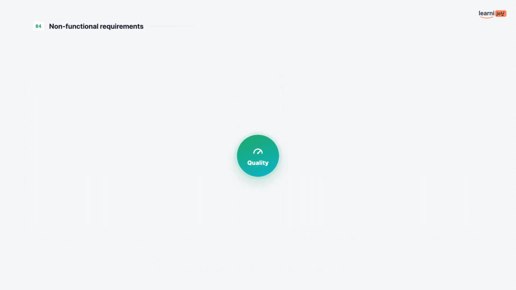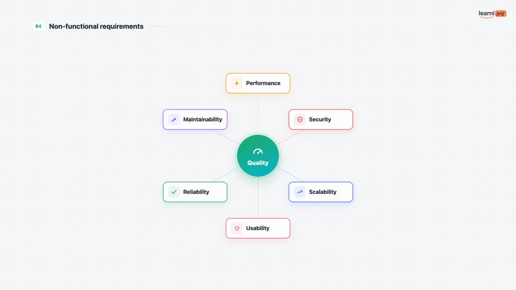Let's stay with those quality attributes because they all orbit one idea: how good the system feels in real use. Performance and security, scalability as load grows, usability for the people on the other side, reliability you can trust, and maintainability for the future. Non-functional requirements set the bar.